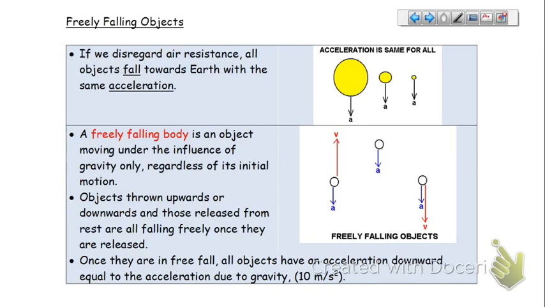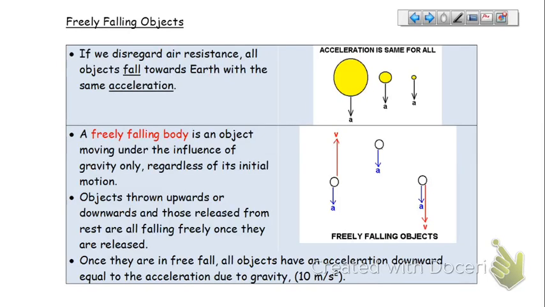Okay, so the big object has a big force, but it's got a big reluctance to accelerate, and the little object has only a little force, but it's got a little reluctance to accelerate. So it cancels out. It's just the most amazing thing. So everything, ignoring air resistance, has an acceleration of minus 10 meters per second squared.